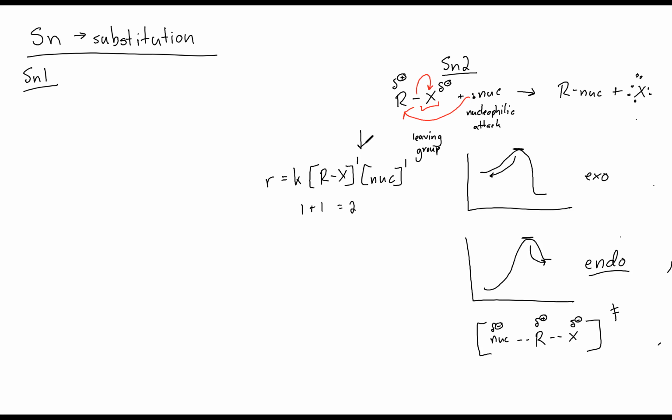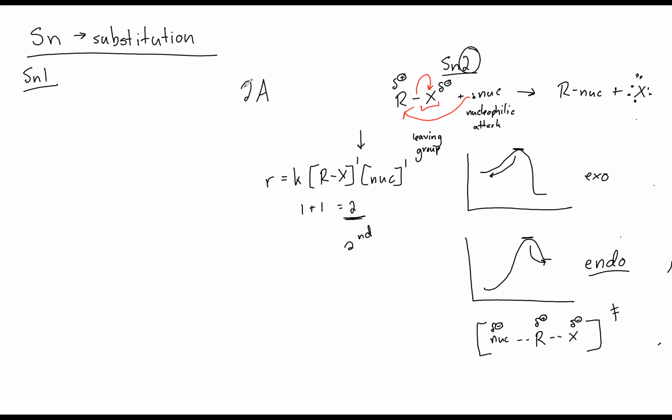The case where this would not be 1 is if you had 2A plus B yields C or something, then you would have A to the second, and we don't really have to worry about that too much in this class. So just know that SN2 is going to be second order. And that, my friends, is where the 2 in SN2 comes from, because it's second order. Okay? Does that make sense? Okay, awesome.